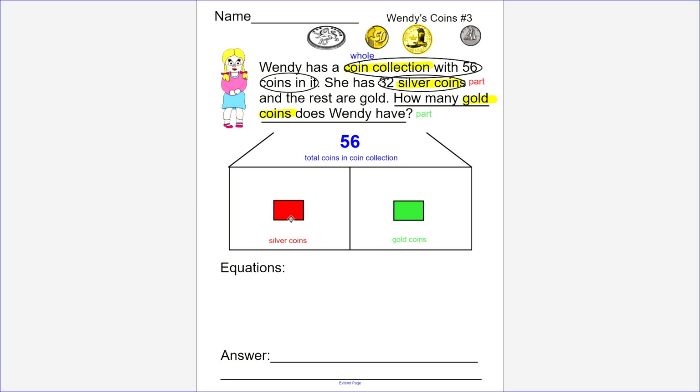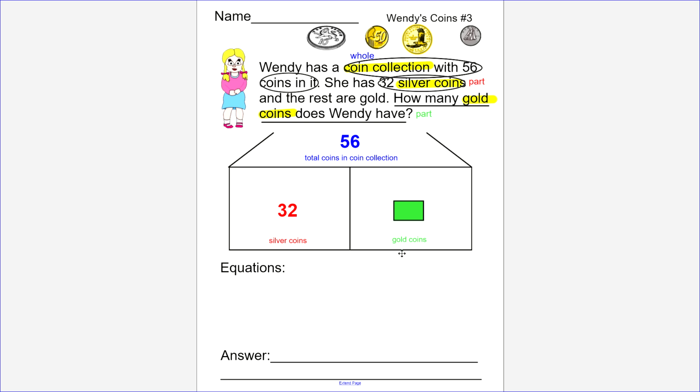Now think about the part or amount, silver coins. Look back at the story problem. How many silver coins does Wendy have in her collection? You're right. Wendy has 32 silver coins. So I'll put the number 32 in the part labeled silver coins.